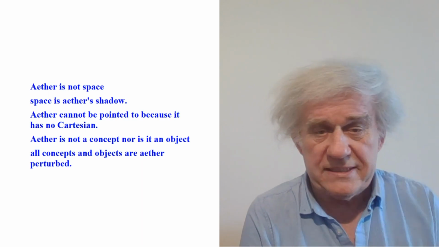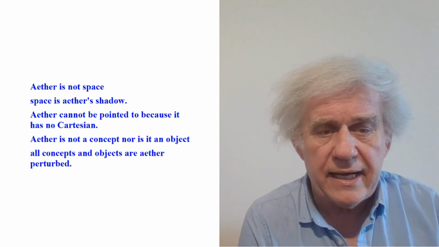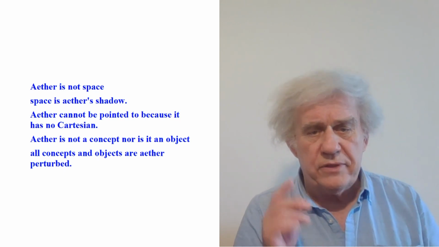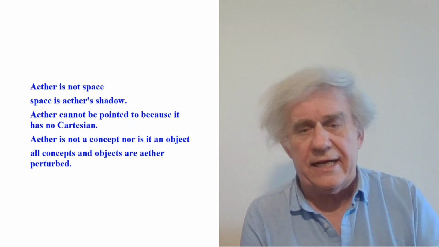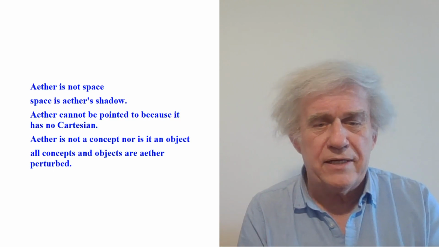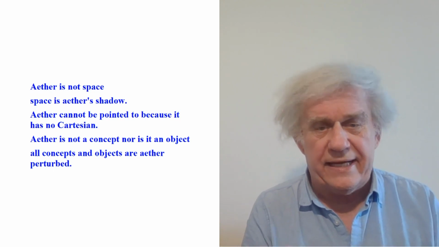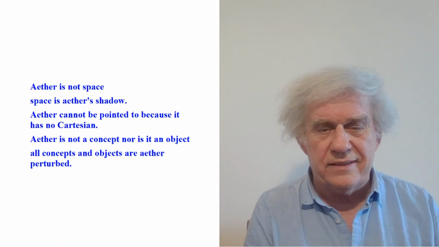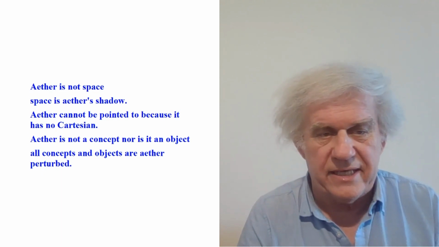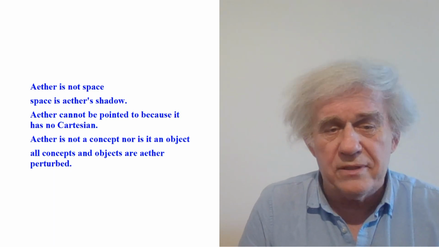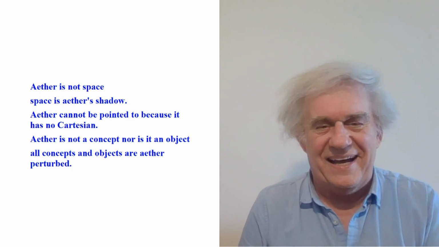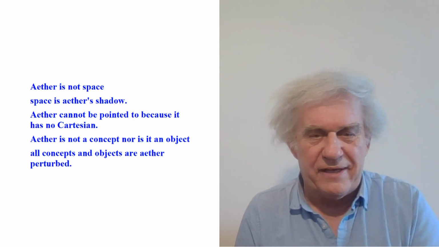Okay. So what's the ether then, right? And ether cannot be pointed to because it has no Cartesian. I don't know what that means, because you should be able to point to it if the ether casts a shadow, which is space, right? So if space is the shadow of ether, ether had better be a thing like a tree, then you can cast a shadow. Otherwise, you can't have a concept that casts a shadow. And he says ether is not a concept, nor is it an object. Okay, so he killed me. I don't know. He has a third category. Well, he's got to identify what category it falls under.